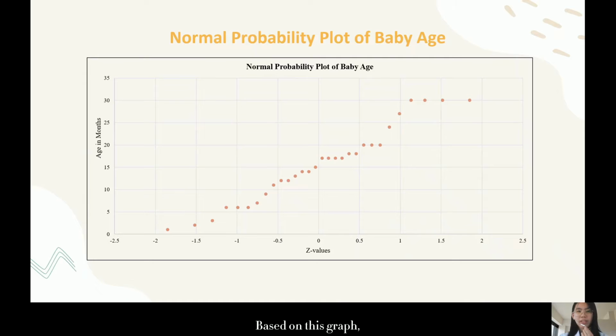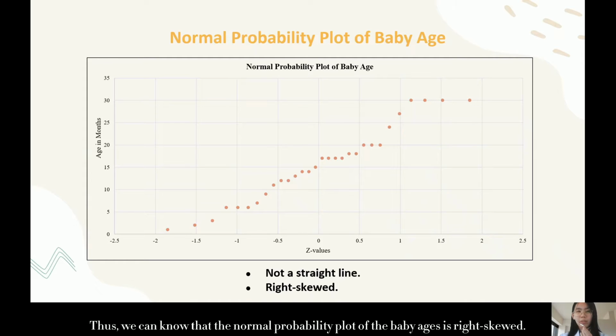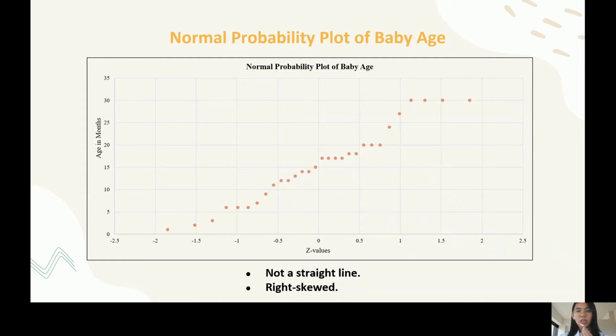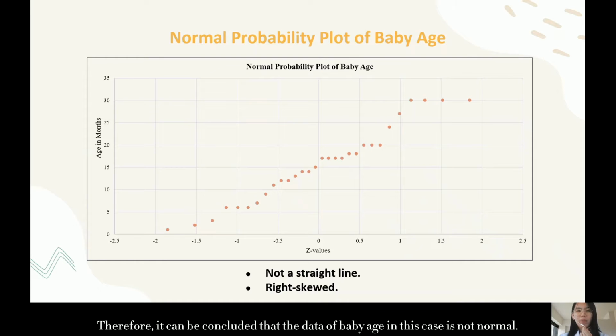Based on this graph, it clearly shows that the normal probability plot of baby age is not a straight line. It shows the distribution is skewed to the right. Thus, we can know that the normal probability plot of baby age is right skewed. Therefore, it can be concluded that the data of baby age in this case is not normal.